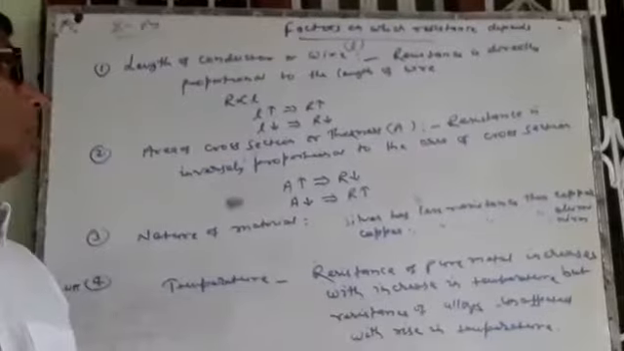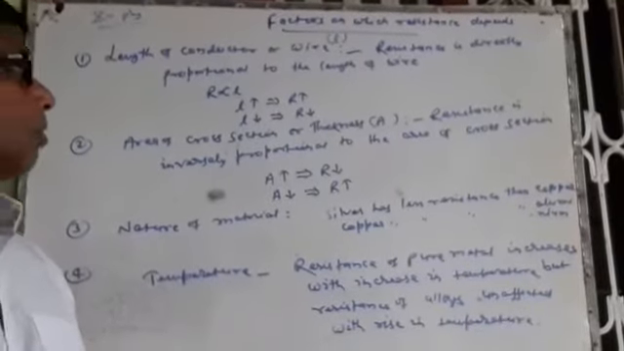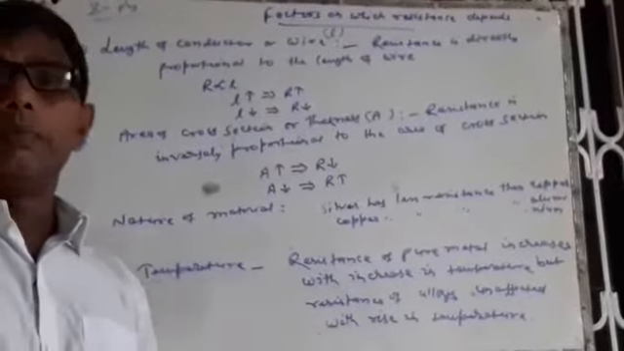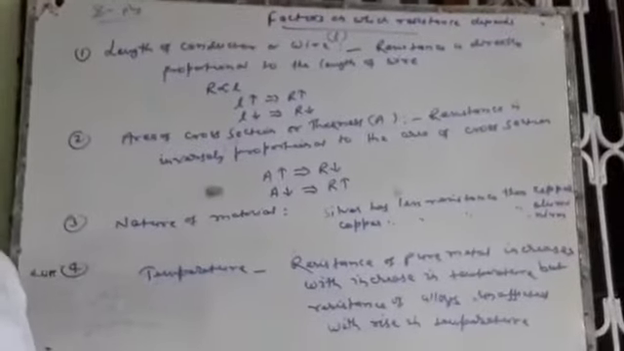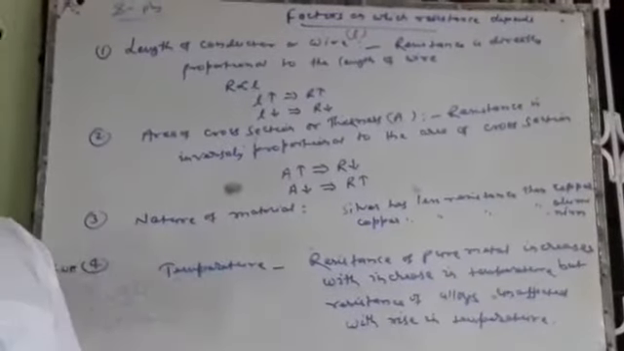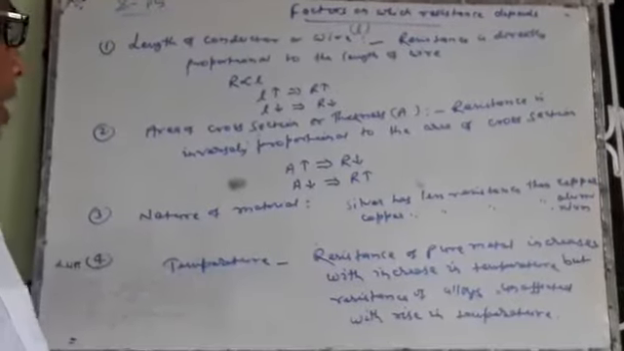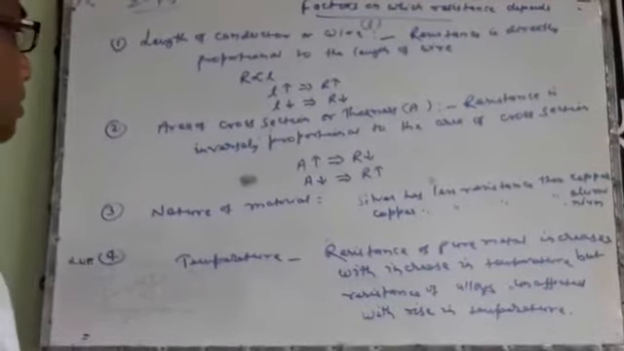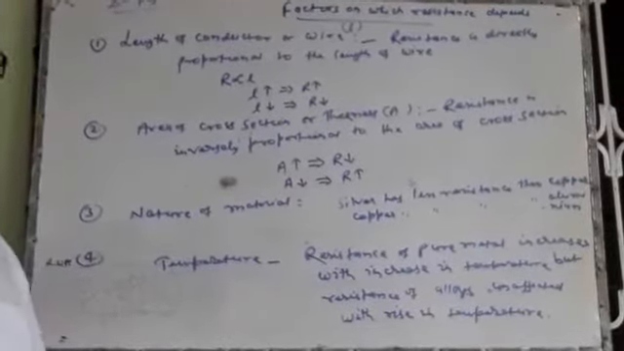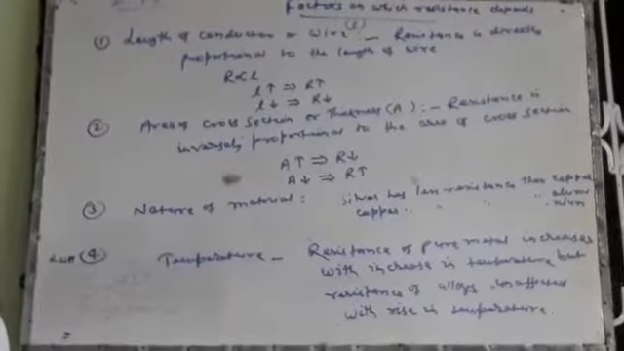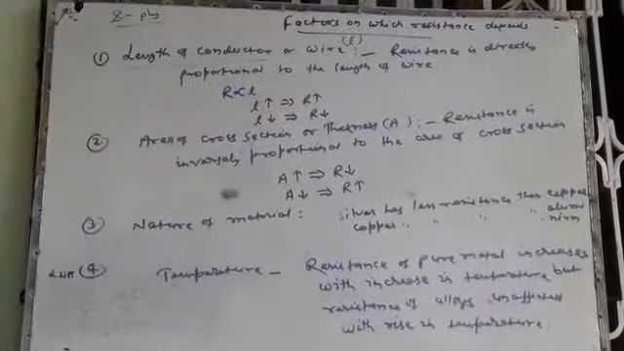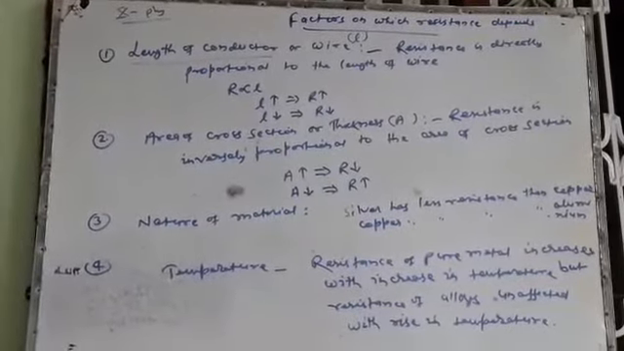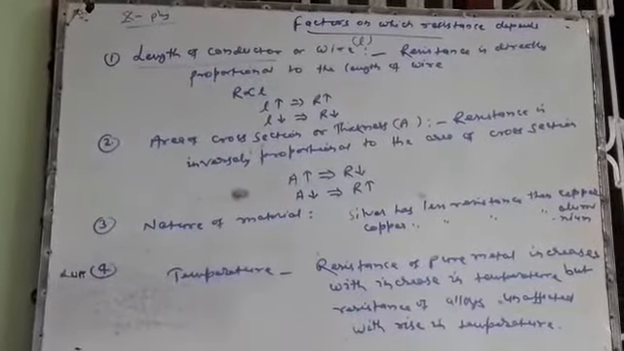Today I am going to explain the factors affecting the resistance. In other words, what are the factors on which resistance depends and how these factors affect the resistance of a wire or conductor. Following are the four main factors on which resistance depends. First factor is length of wire or conductor. L is the length of wire.